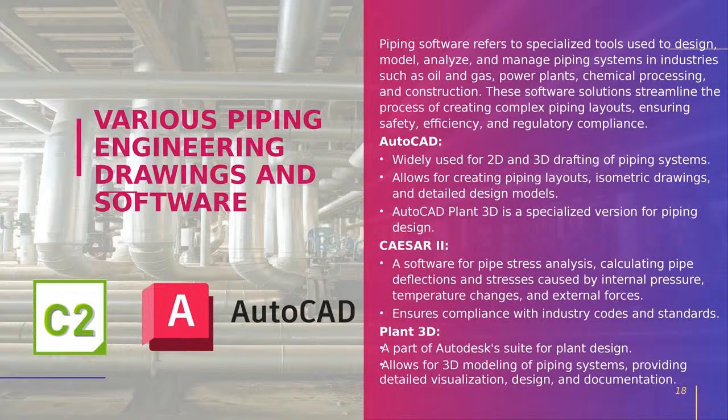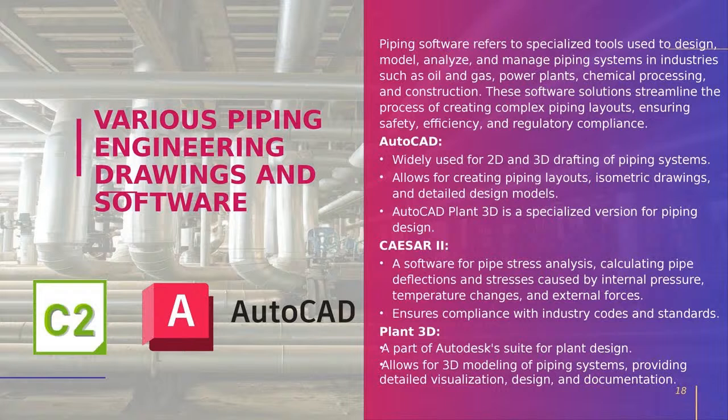Various piping software is used in the piping field, particularly in the oil and gas field. Majorly we use AutoCAD, as I explained earlier. AutoCAD is used for preparing the piping layout and extracting the isometrics. The second one is Caesar 2. This is mainly used for stress analysis, to evaluate the pipeline stresses.